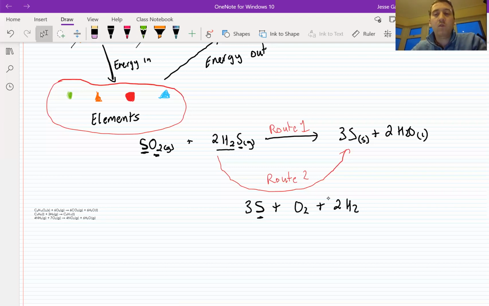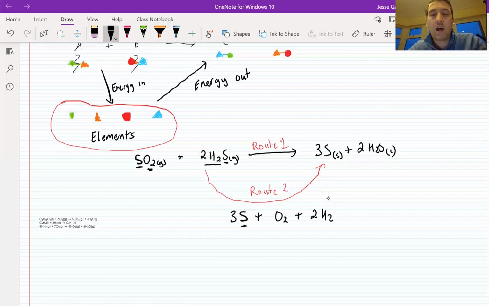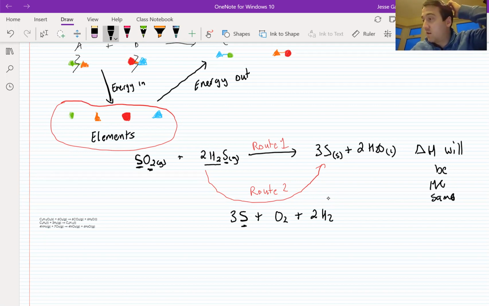So we've got route 1 here, and we've got route 2. And the key thing here is it doesn't matter if you consider the reaction to happen all in one go, like route 1, or happen in 2 separate parts, like first breaking into the elements and then forming new compounds. That's route 2. It shows it more complicated. It really doesn't matter, because the delta H, the change in energy, will be the same. It will be the same whether it all happens in one step or it happens in 2 separate steps. Okay.